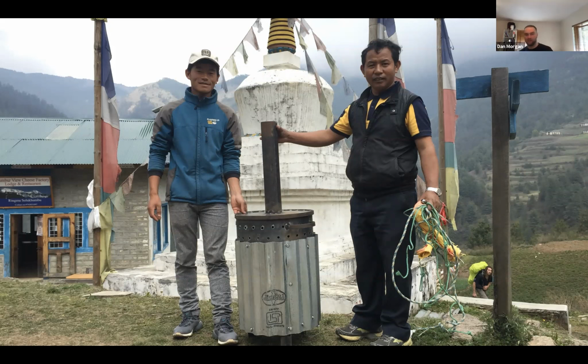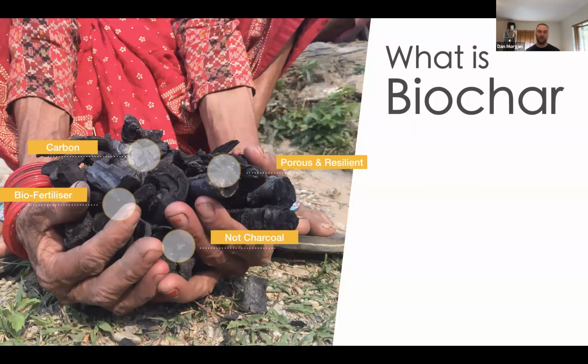So backing up, that's the kiln itself, and I'll go into a little more detail about the process and what the kiln's made out of. But ultimately, we're making this biochar, and what biochar is in a nutshell is a carbon. It can act as a bio-fertiliser. Most people think of it as charcoal, but really it isn't charcoal.